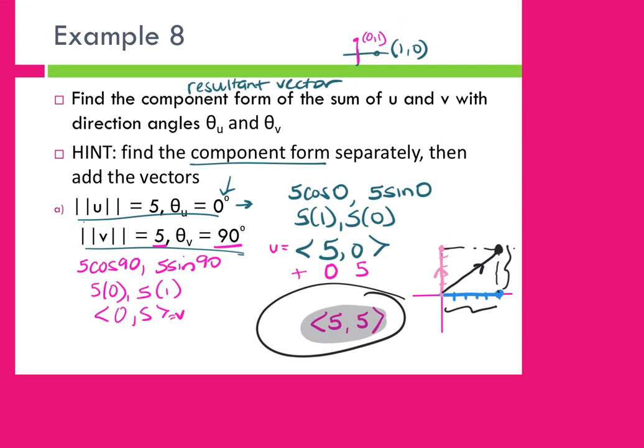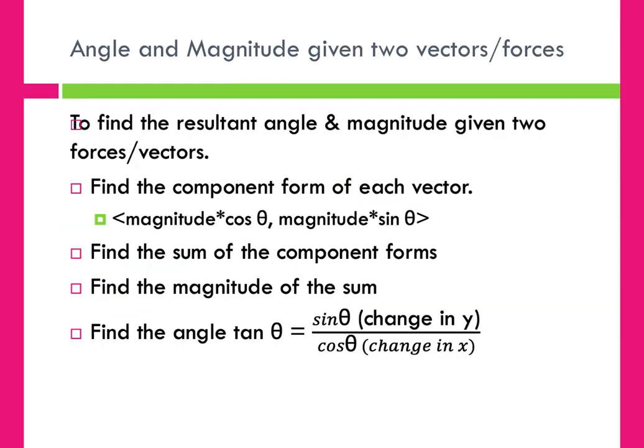Not all those angles would be able to be drawn accurately without a protractor, which is why you would need to know this formula. Or when you see stuff like this, it is going to ask for the angle and magnitude of the resultant vector given two vectors or forces. A lot of times you're just talking about one force pushing this direction and one force pushing that direction. Then we're going to use the angle and magnitude that's given, kind of like what we just did, to find the component form.